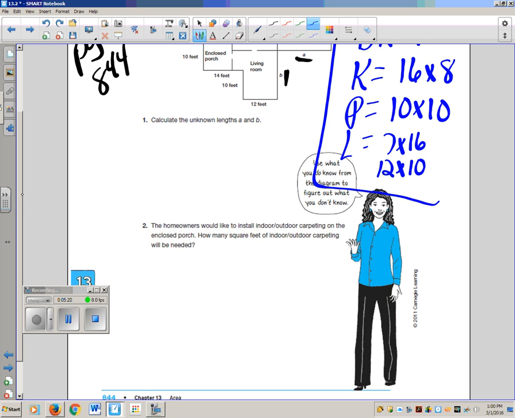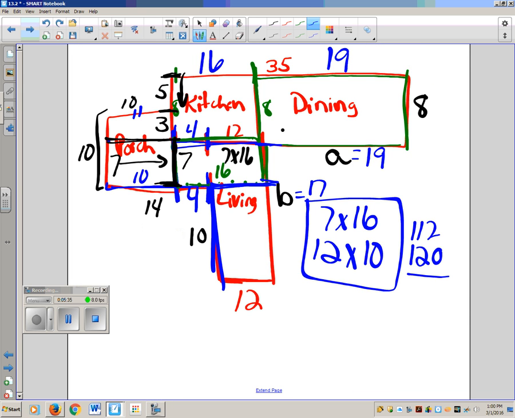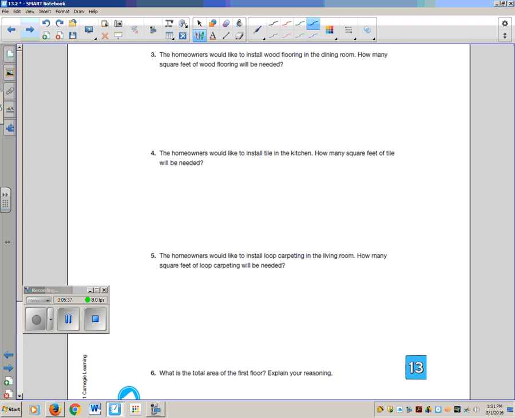All right, so we've got A and B. Number 2, the homeowners would like to install carpeting on the enclosed porch. It's a 10 by 10. We can do that. That equals 100. Number 3, they want to do wood flooring in the dining room. Write down the dimensions of the dining room. You should have that it is 19 by 8. Just multiply those together, and you get 152 square feet.